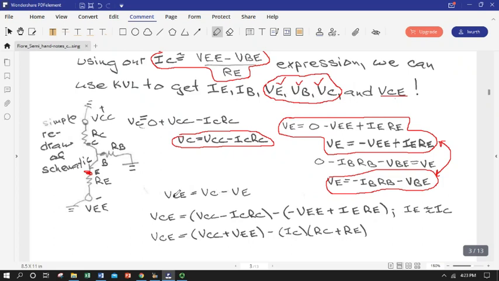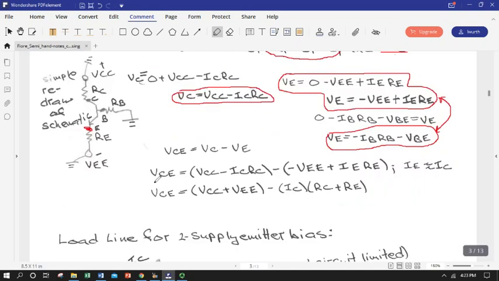So we can get our collector emitter voltage drop just by subtracting our emitter voltage from our collector voltage by difference. Voltage difference, that's what VCE is. It is a voltage difference. So I just take this expression and I subtract that expression. And I have a nice expression relating collector emitter voltage drop to my supply voltages, my biasing resistors, and my current. So that gives me a defined Q point.